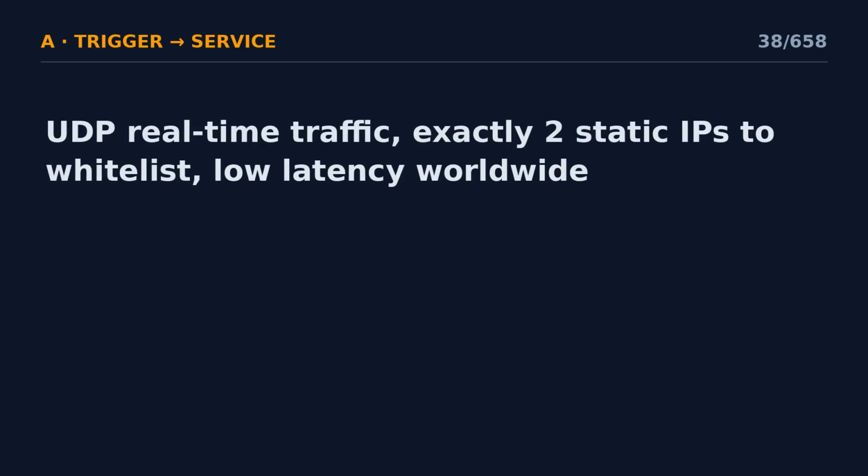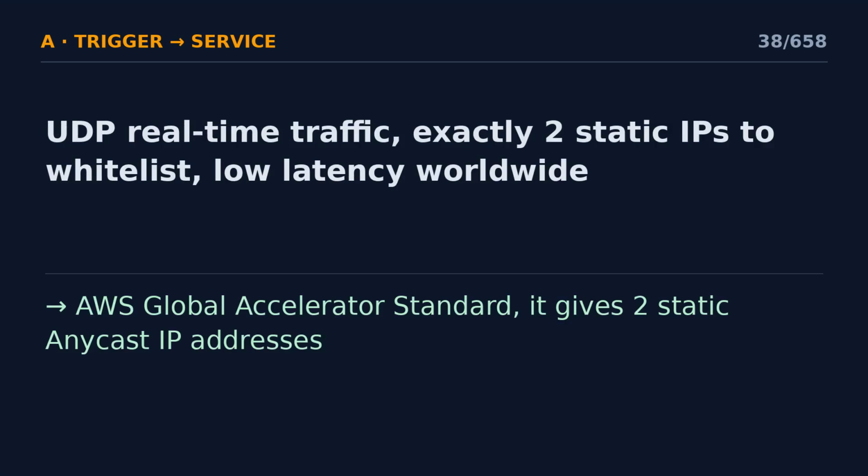UDP real-time traffic, exactly 2 static IPs to whitelist, low latency worldwide. Answer: AWS Global Accelerator Standard. It gives two static anycast IP addresses.